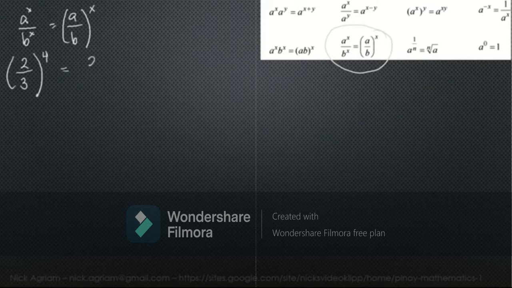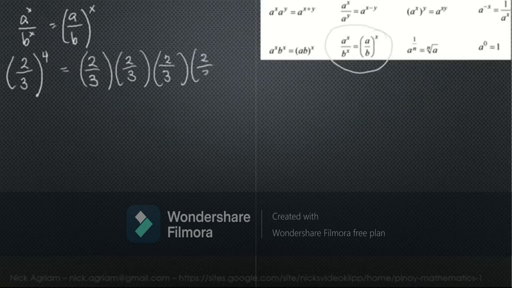That means I have 2 thirds multiplied by 2 thirds, multiplied by 2 thirds, and then multiplied by 2 thirds. Then as you can see, I have 2 raised to 4. I can multiply just the numerator first, and then I can also multiply the denominator, 3 raised to 4.